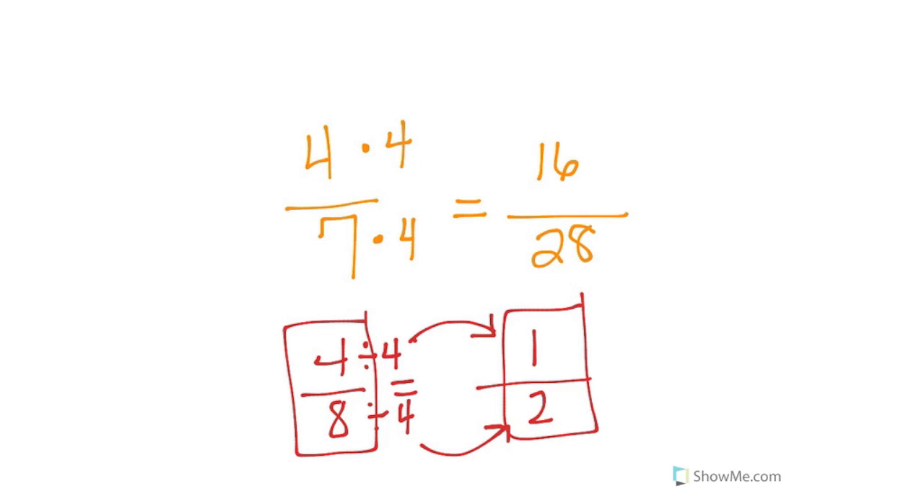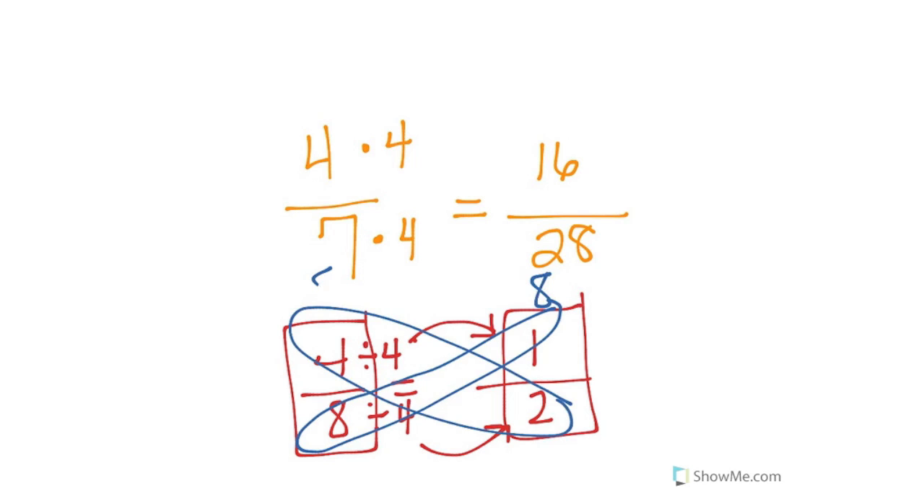Now, I'm just going to check it using cross multiplication as you did when you were little. Okay, what's 1 times 8? 8. What's 2 times 4? 8. Are they equal? Yes, they are. Let's try a few more.